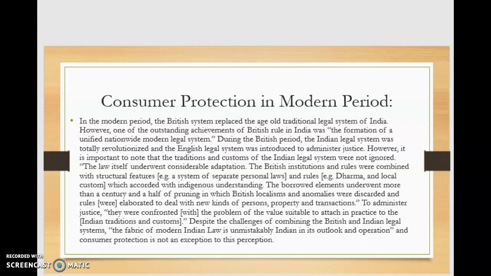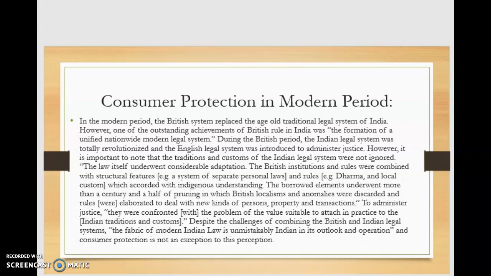British institutions and rules were combined with structural features, and a system of separate personal laws and rules of dharma and local customs were accorded proper understanding. When all these elements were taken together, proper laws were laid down at that time.